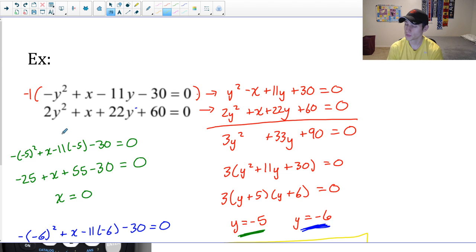Okay, so that's a really great way to check if you're solving a system. If you graph them, are the points where they're intersecting the points that you found as well? Okay.